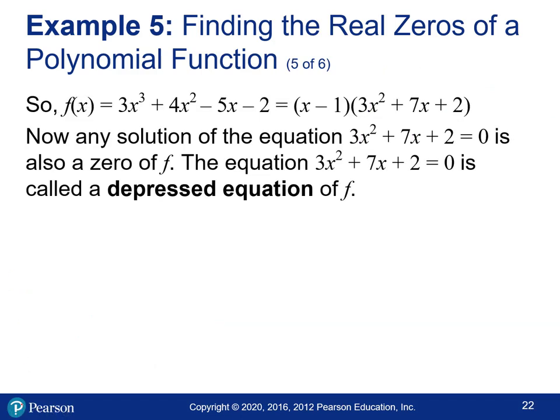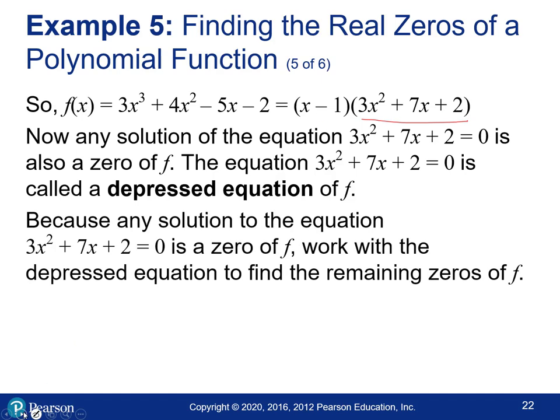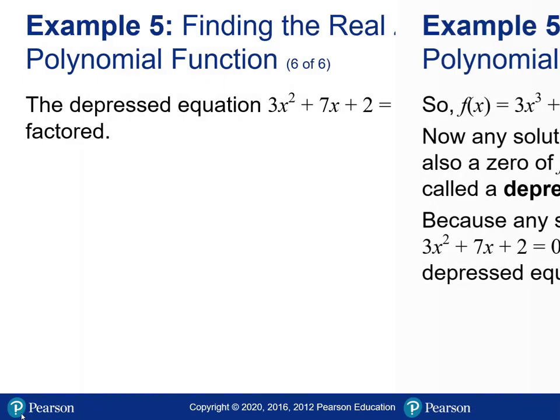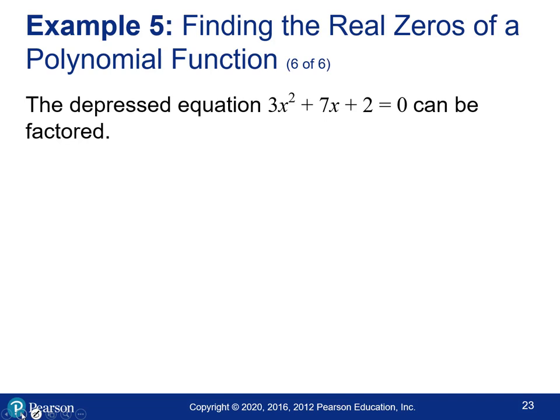And we have what's called a depressed equation of our function, which is this leftover part that we got after we found one of the factors. And so we're going to just work on that one. We want to find the zeros of just this depressed equation part, or the remaining factor. And it is a quadratic equation, so we don't have to necessarily use our list. We can if we want, but let's go ahead and just use our factoring techniques from the past.